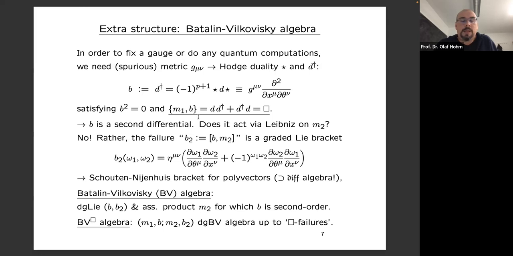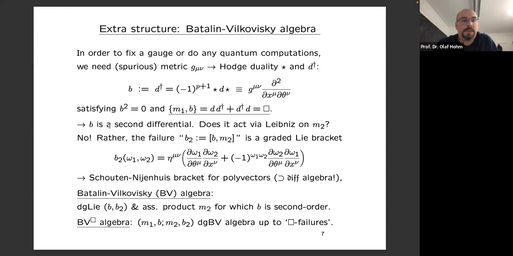Well, what's the anti-commutator? M1 is D, B is D dagger. So you have D D dagger plus D dagger D, and you know that's one way to define the D'Alembert or Laplace operator. So that's just the second order Laplace or D'Alembert operator that you can define given the metric g mu nu.